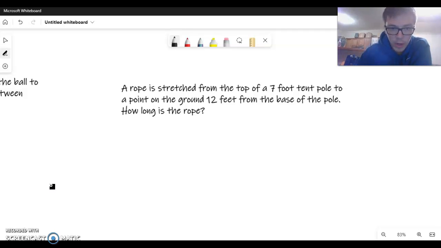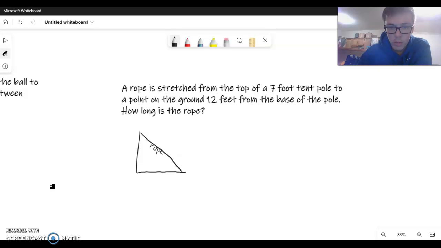Alright, so we have a tent. You can imagine here's my tent. Sorry, it's a tent pole, so I should make my tent pole. Let me do this again here. So I got my tent pole. I got my rope. Here's my rope, I'm just going to label that as rope. And then there's the bottom of the tent, there's how far it is out.